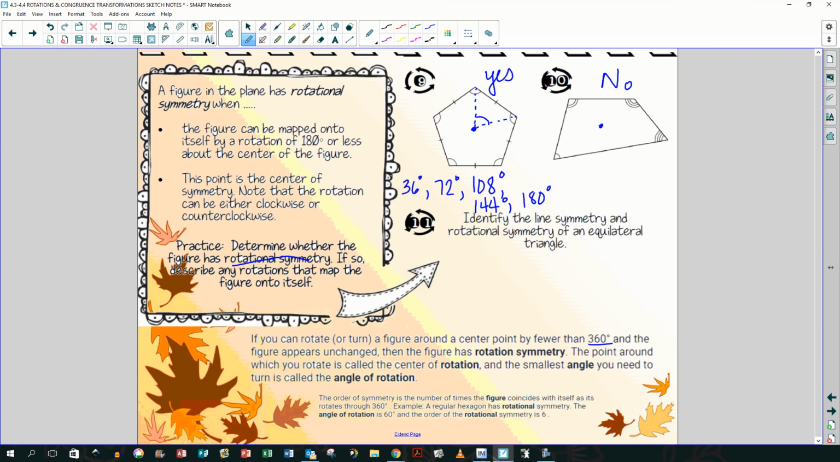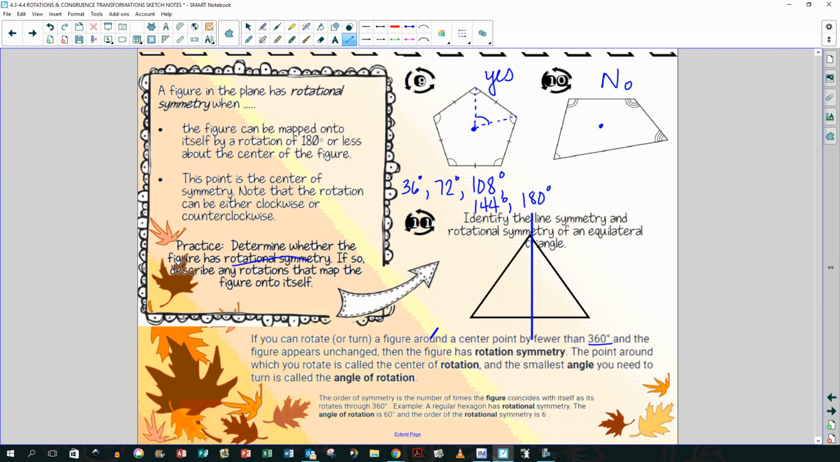Number 11 says to identify the line symmetry and rotational symmetry of an equilateral triangle. Okay, well if I have an equilateral triangle, so if I draw an equilateral triangle, close enough, all right, it's wanting me to have lines of symmetry. All right, well first of all, a line of symmetry is where you can split it where it's identical on both sides. So that would be a line of symmetry.